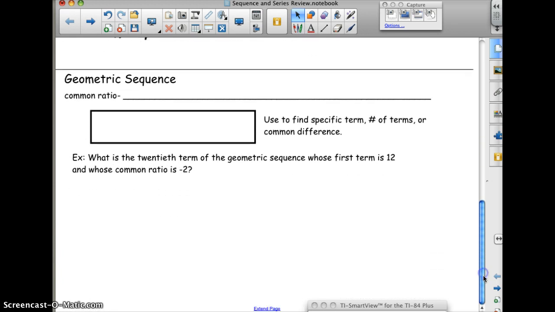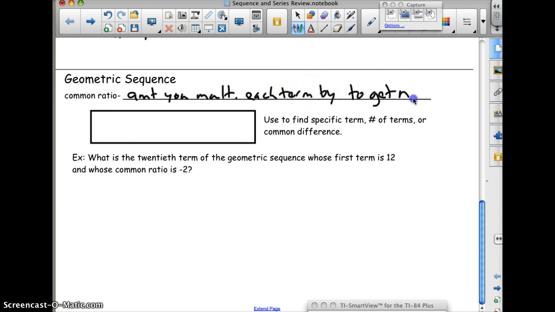All right. The next thing we have are geometric sequences. These are the ones where it's multiplied each time, and the common ratio is the amount you multiply each term by to get the next term. And that is R, common ratio. The nth term of a geometric sequence is a sub n equals a sub 1 times R raised to the n minus 1 power.